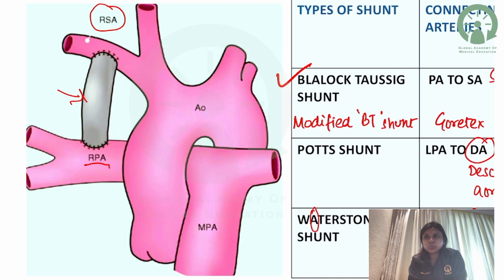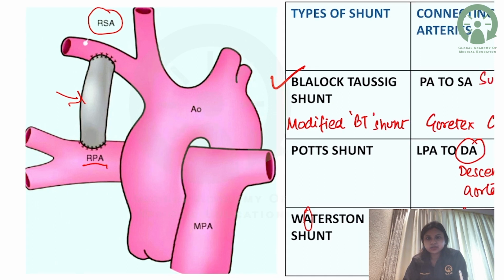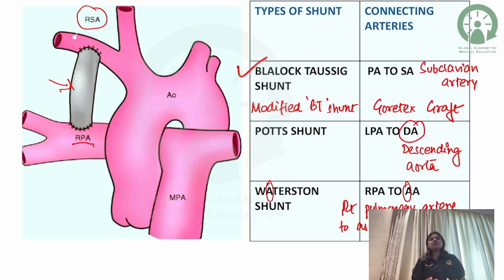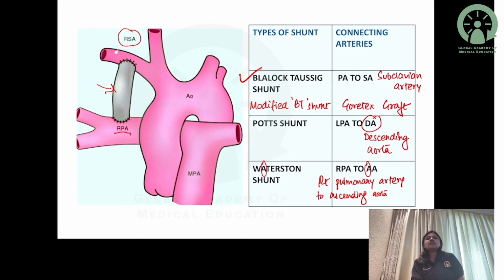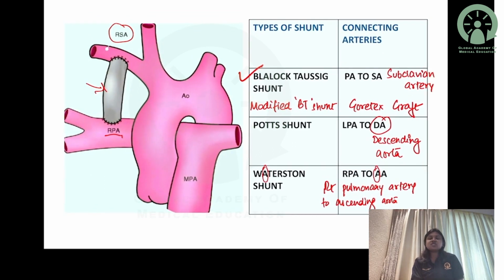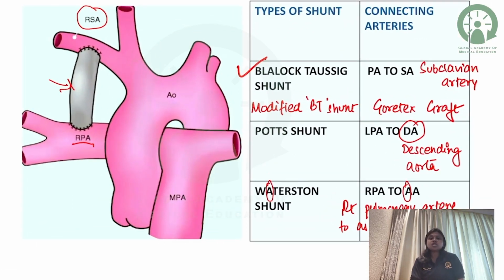Modified BT shunt is the procedure of choice now. What are the other procedures that you know of? The answer will be the Pott shunt and the Waterston shunt. So that finishes, in a very short manner, the various one-liner questions that can be asked from Tetralogy of Fallot.